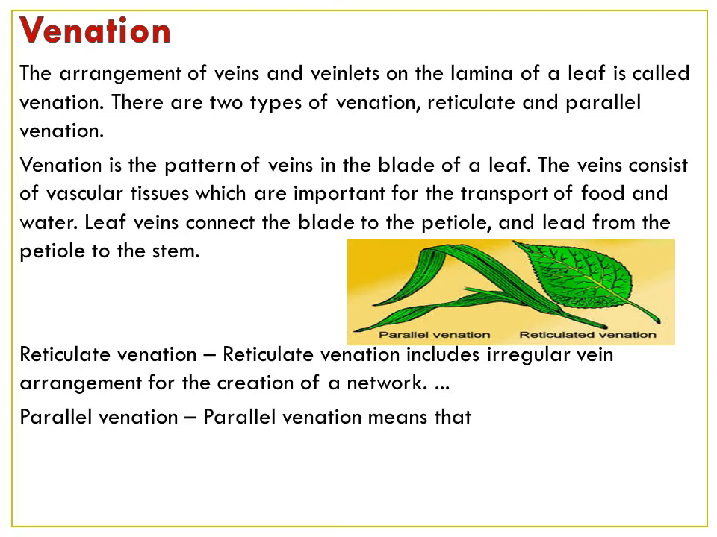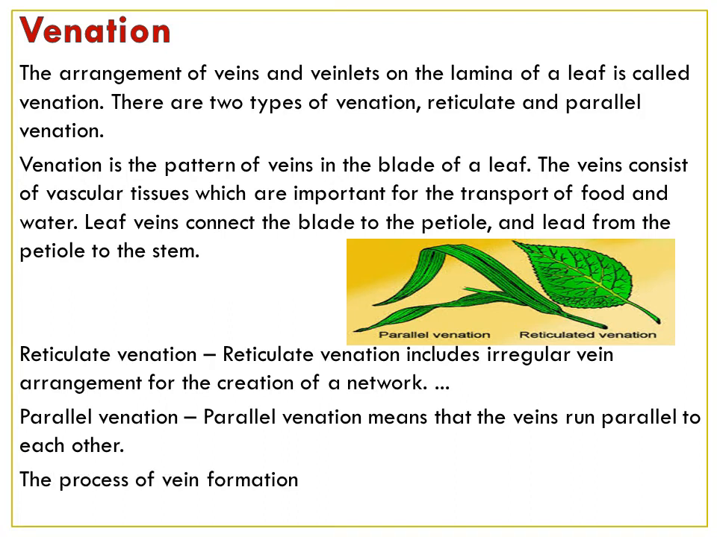Now, what is reticulate venation? It includes irregular vein arrangement for creation of a network. What about parallel venation? This means that the veins run parallel, as the name suggests, parallel to each other. The process of vein formation on the leaf is called venation.